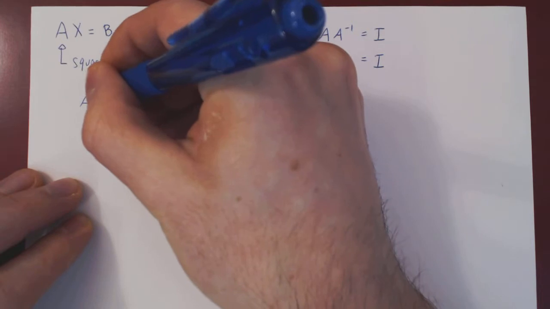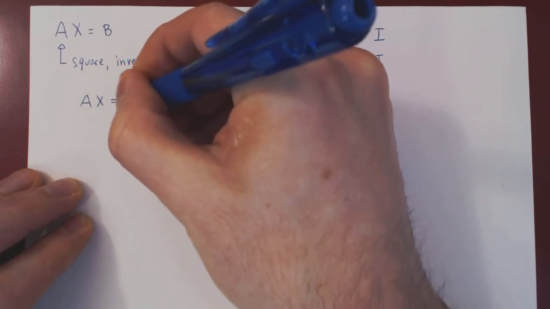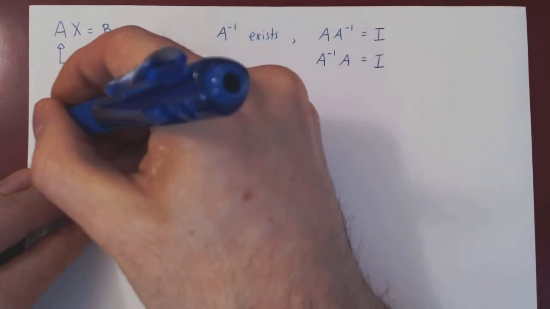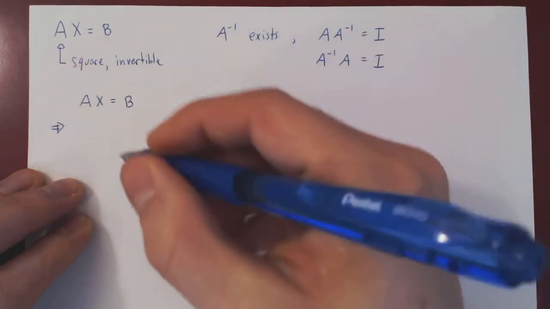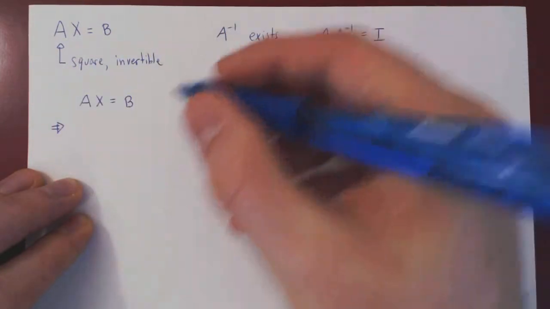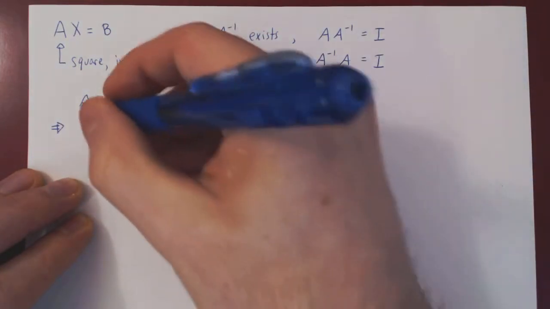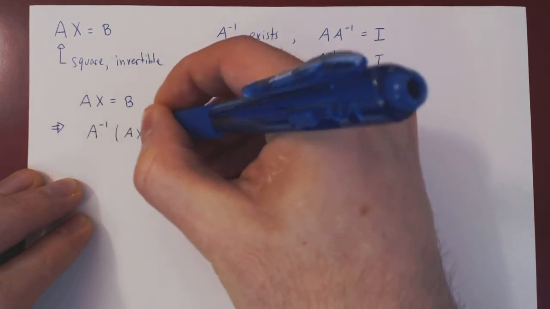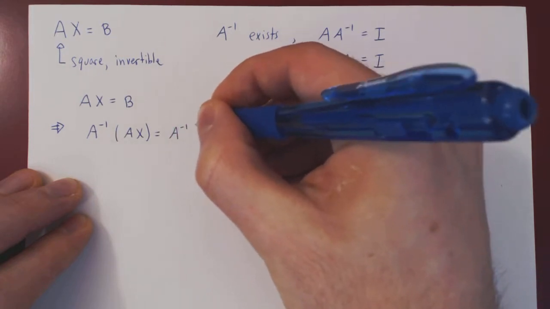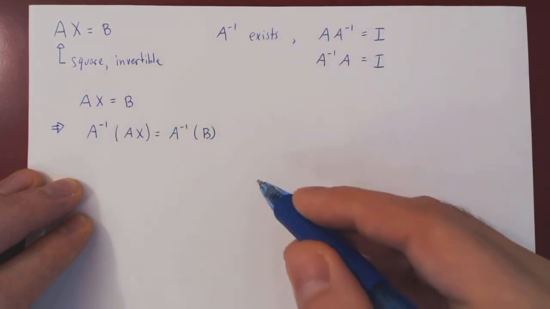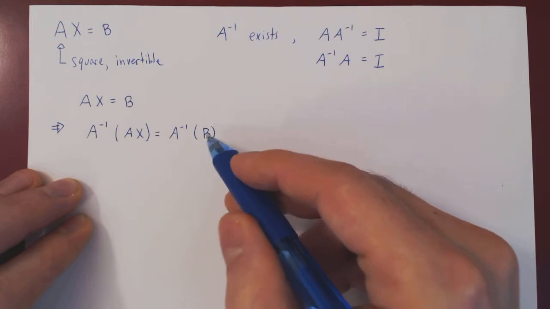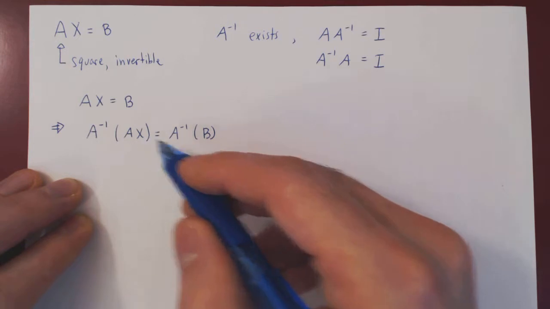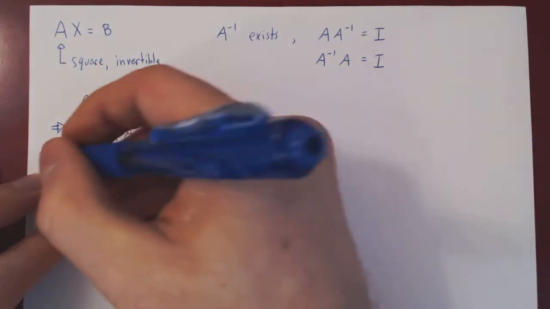So we start with the system in the form AX equals B. Okay, well both sides are equal, so we can multiply both sides on the left by A inverse, right? If AX equals B, then A inverse times the left-hand side, which is AX, will equal A inverse times the right-hand side, which is B. Because AX equals B, so you can just replace AX here by B, and this gives you A inverse times B.